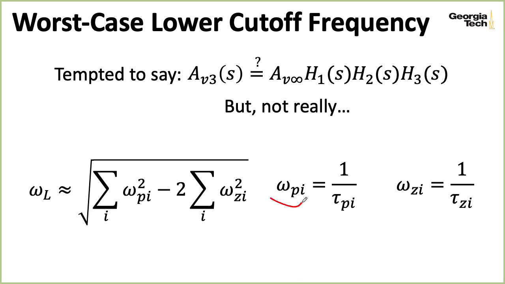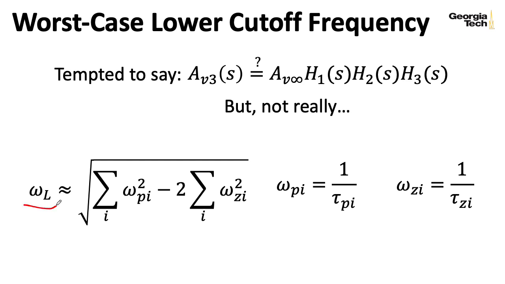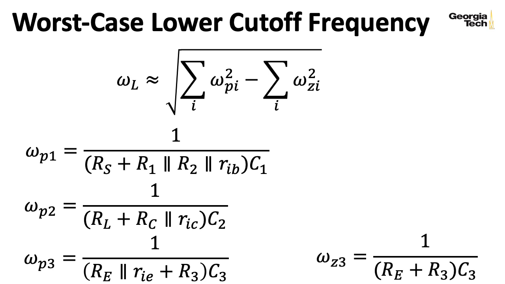And remember, you get the frequencies in radians per second for the poles and the zeros by taking the reciprocals of the associated time constants. And the square root of that gives you a worst-case lower cutoff frequency in that the actual cutoff frequency isn't going to be larger than what's given by this formula. And in practice, the highest pole frequency dominates this computation. Now for the common emitter amplifier we looked at, we had 3 poles, but just 1 zero. And I should remind you that omega is in terms of radians per second. If you want this in terms of hertz, you need to divide your result by 2 pi.